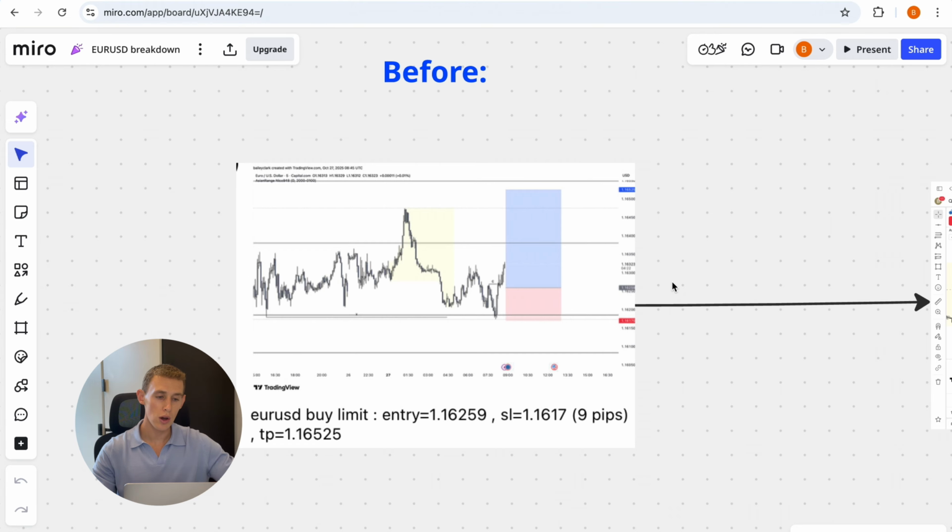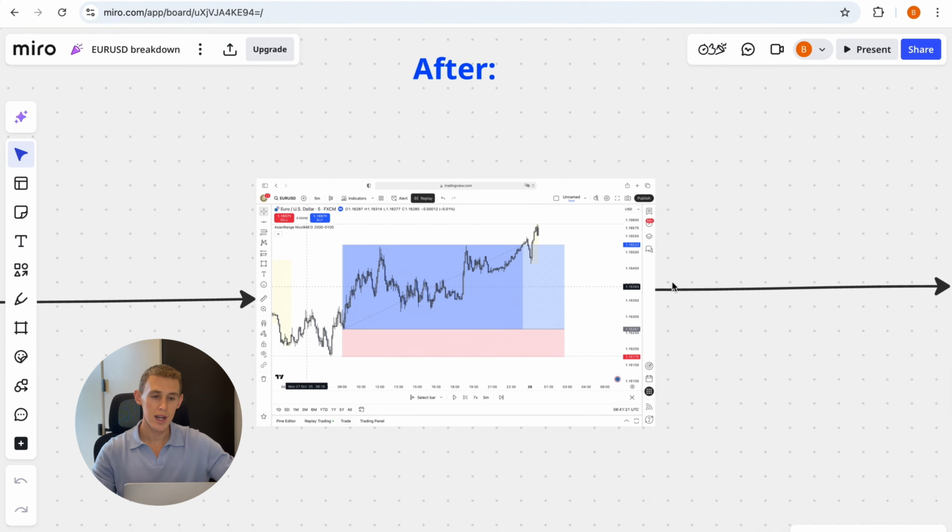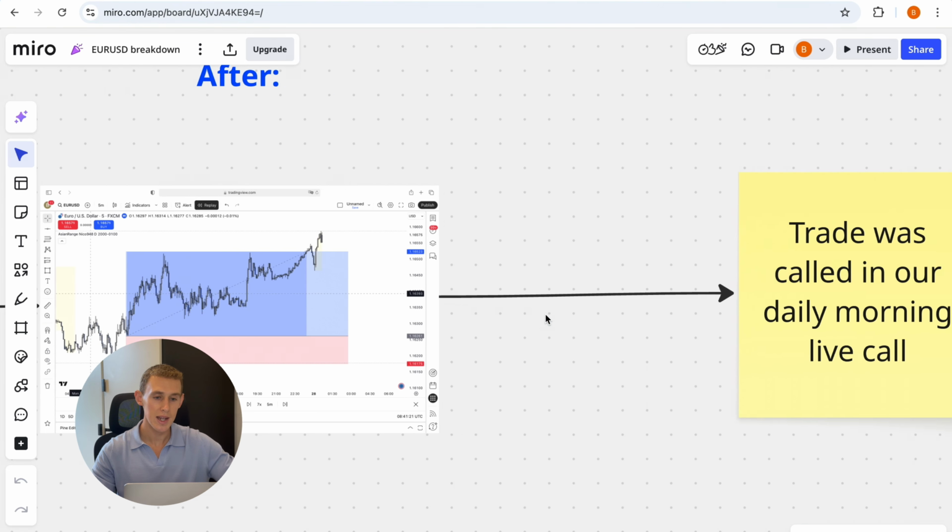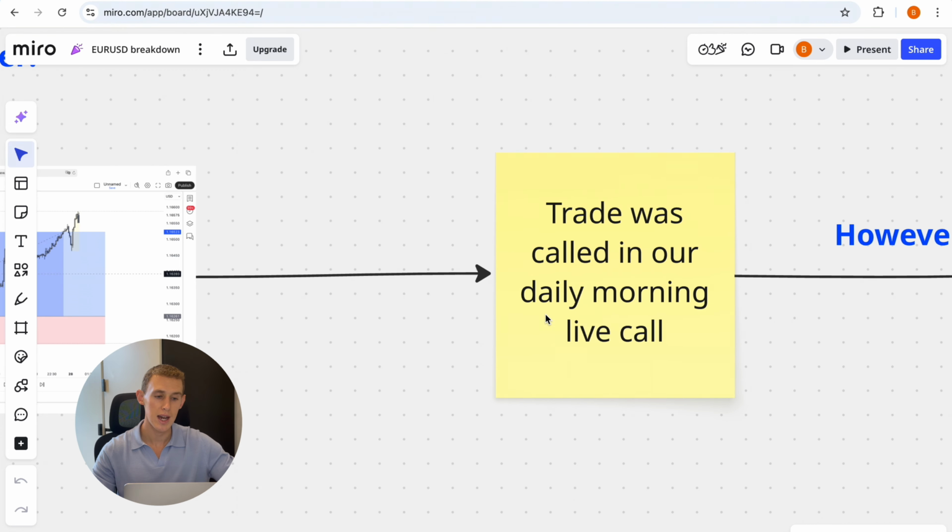This week started off with a perfect EUR/USD 3% buy trade. Here's the before of the trade. Here's the after of the trade. And this trade was also called in our daily live morning call inside the community as well, which we have every day, Monday to Friday.